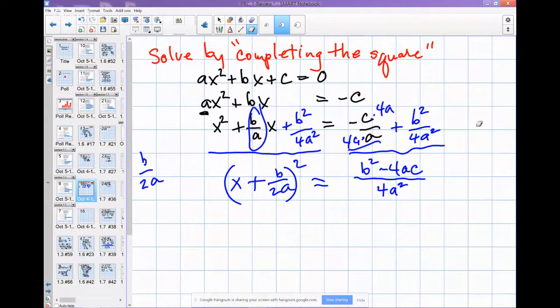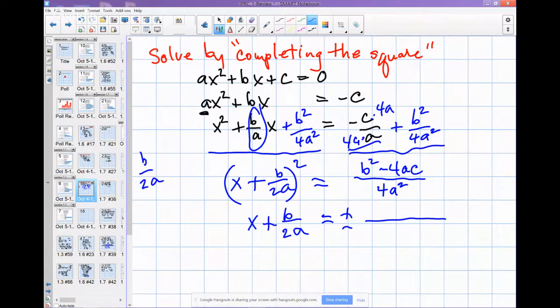All right, so now we're well on our way. This is the same old deal. Take both square roots. On this side, we just lose the square sign. And on this side, we have to take both. We know what the square root of the bottom is. What's the square root of 4a squared? That's 2a. We don't know what the square root of b squared minus 4ac is, so we're going to put that under a root sign. Okay, we're doing well.